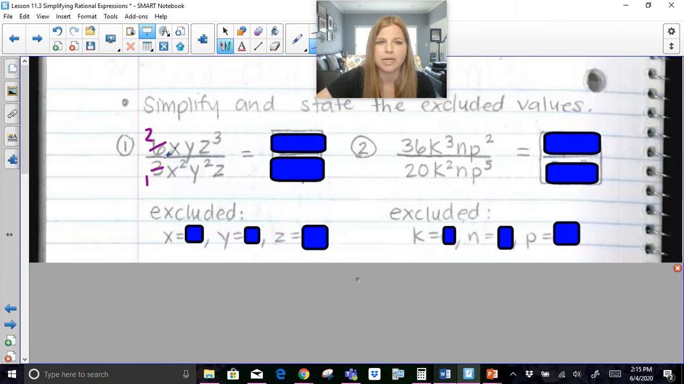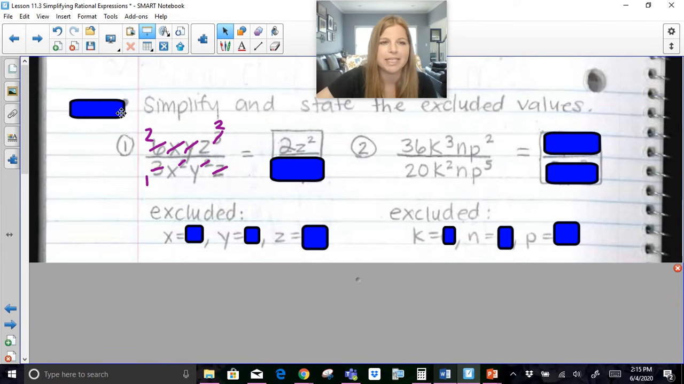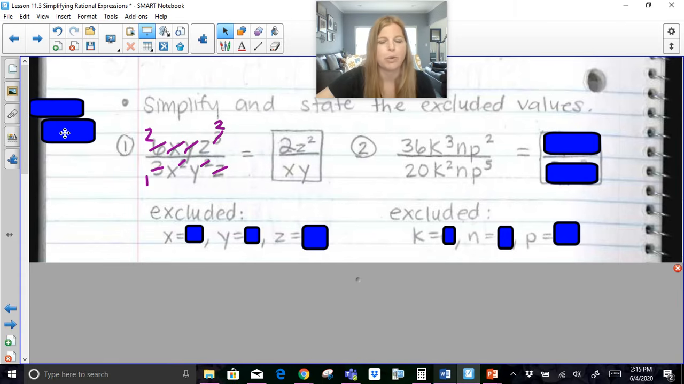X over x squared, you can cross out the x and turn the x squared into just x to the first. Y over y squared, cross out the y, make this just y. And then z cubed over z, cross out a z on the bottom, z cubed at the top becomes z to the second. So I'm left with 2z squared. I always have to look really carefully to see what's left over. And in my denominator, it's just xy.